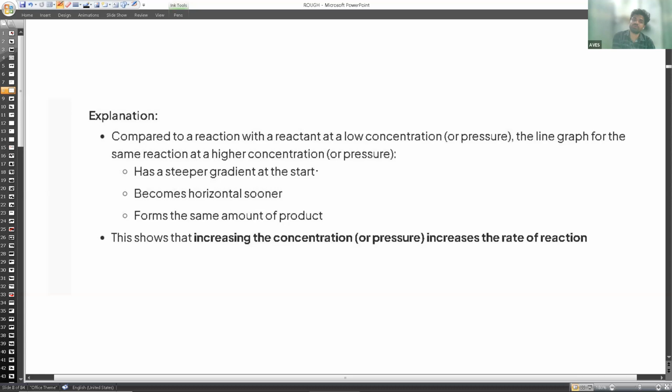So you have to note down that the reaction can be fast or slow, but the amount of product is the same. For example, if you have high concentration, the reaction might take place in 10 minutes.